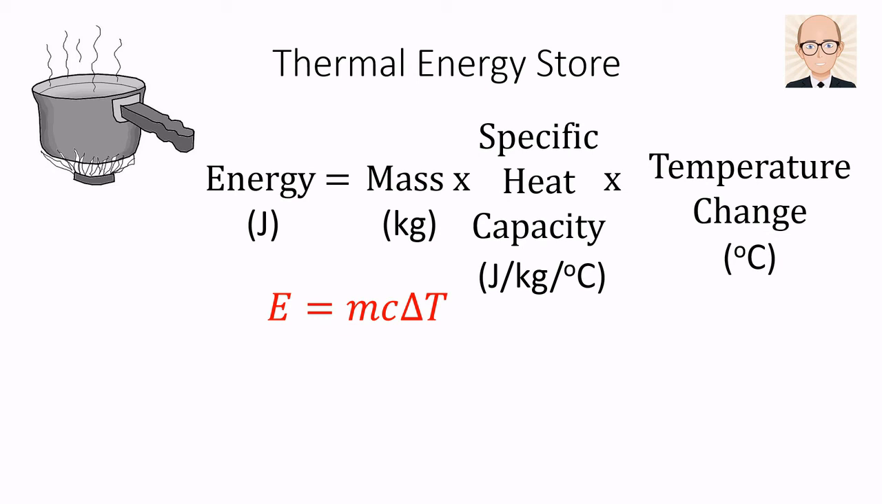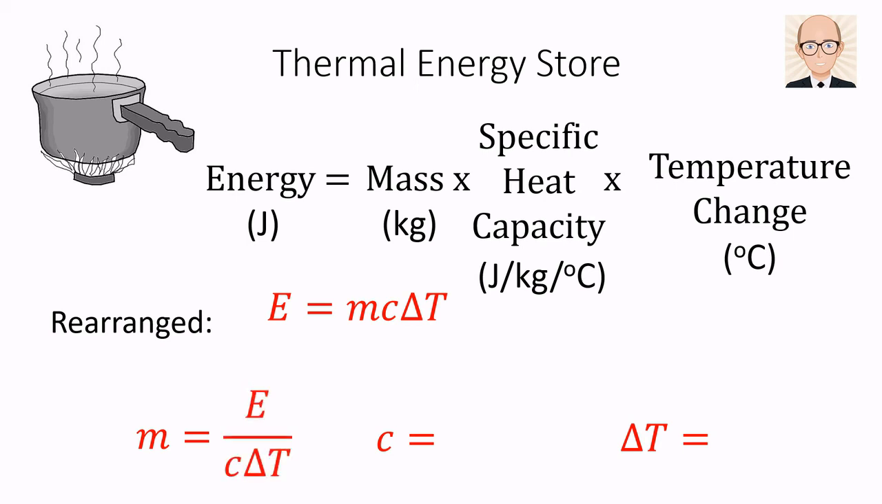Again, the exam question writers may try to be a bit sneaky and ask you to calculate mass or temperature change, so you'll need to know the rearrangements of the equation as for all the others so far. This gives us m equals E divided by c delta T, c equals E over m delta T, and delta T equals E over mc.